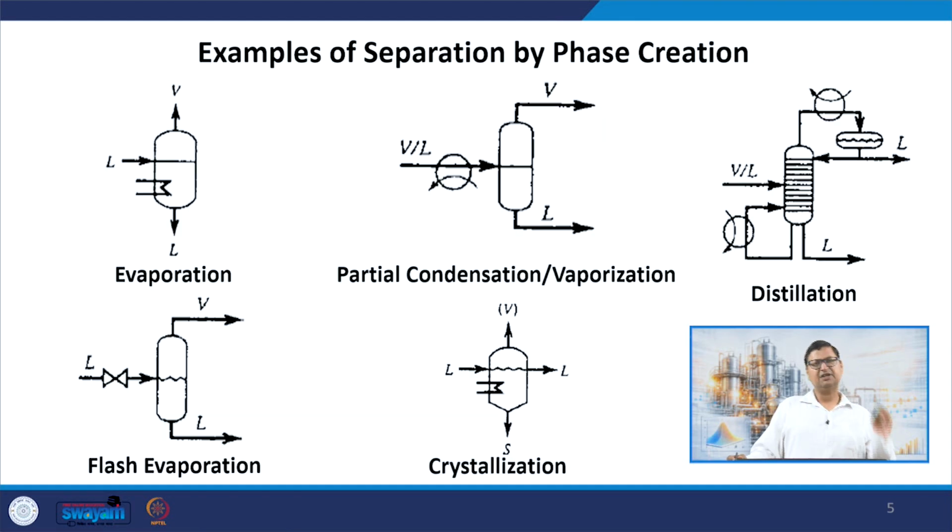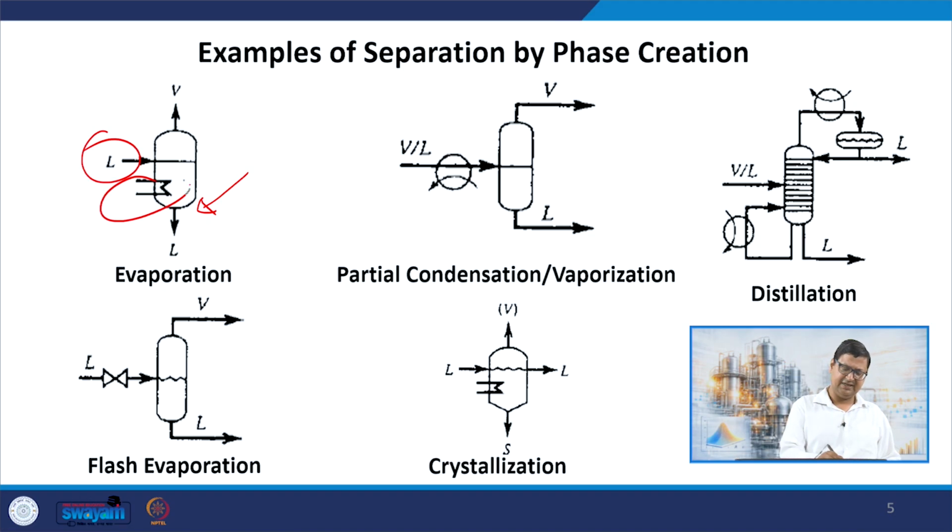So here are some examples where we are doing separation by phase creation. The first example we have discussed already earlier, where we can have a liquid feed. In general, you can also have a vapor feed, but in most cases you have a liquid feed because you want to concentrate that liquid. So you have a liquid feed and you are heating it up and getting a vapor product from the top and a liquid product from the bottom.